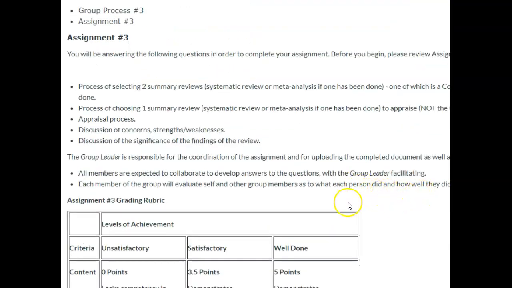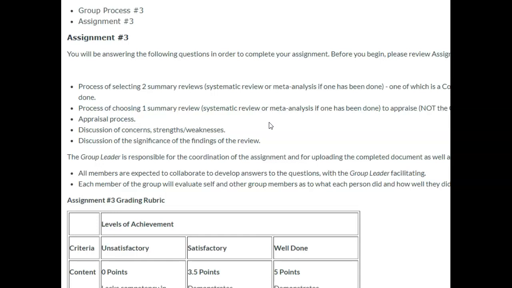So when you're doing your paper, what they really want you to do is pick 2 summaries. They want you to pick a systematic review or a meta-analysis, one Cochrane and one not Cochrane. Then they want you to appraise the one that is not Cochrane. So we want you to pick one of your summary reviews and do an analysis on it. If Cochrane is all you have, that's fine, we can use that.